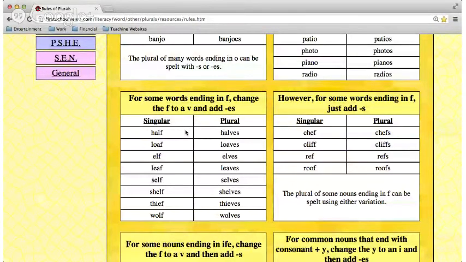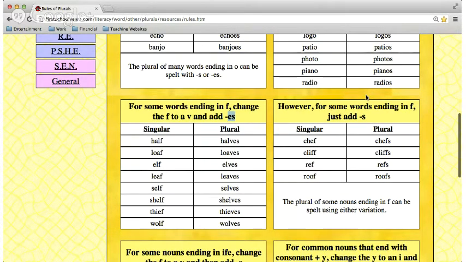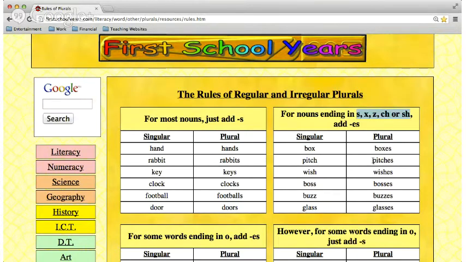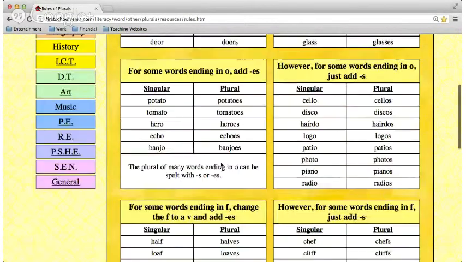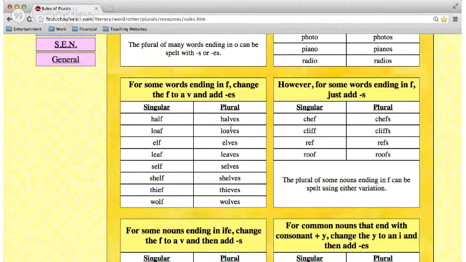Half, halves, loaf, loaves, elf, elves, leaf, leaves, self, selves, shelf, shelves, thief, thieves, wolf, wolves. Okay, now the ES. The only time we actually pronounce that ES is when it follows an S, X, Z, CH, or SH. That's when we say pitches, wishes, all right? But when we add the ES here, we only pronounce the S.